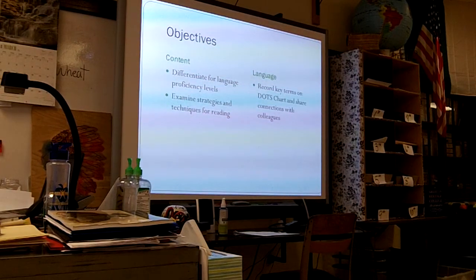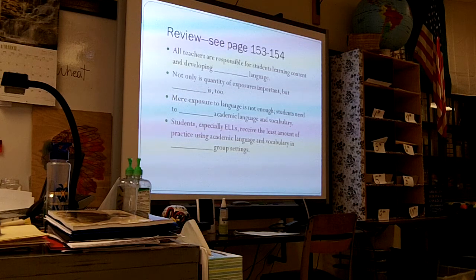Okay. So, how to break down text basically is what we're going to look at.